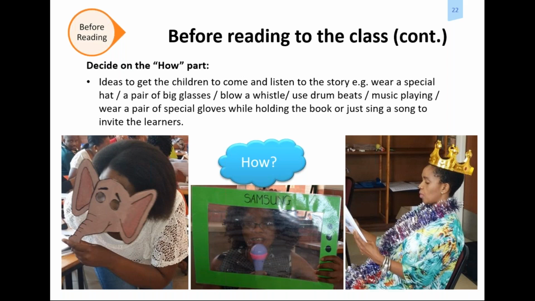You can beat drums. You can wear a special pair of glasses. You can sing along to say, this is now time for story reading, story reading, story reading. This is the time for story reading. Come join me on the carpet. You will sing and they will wonder, what happened to my teacher? She's now singing. Something like that. You can wear a special pair of gloves to turn the pages and be very visible when you hold the book and show them what it looks like.